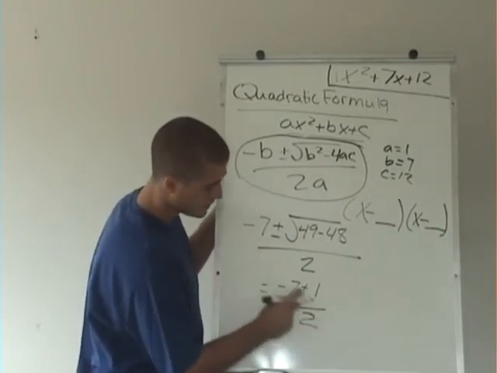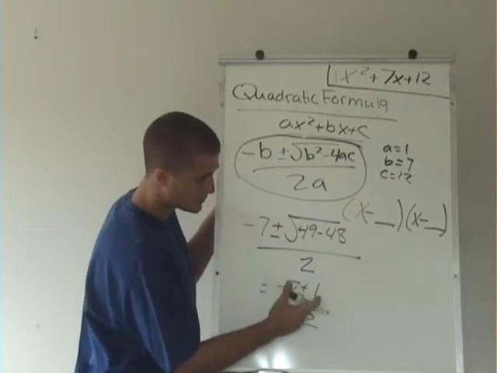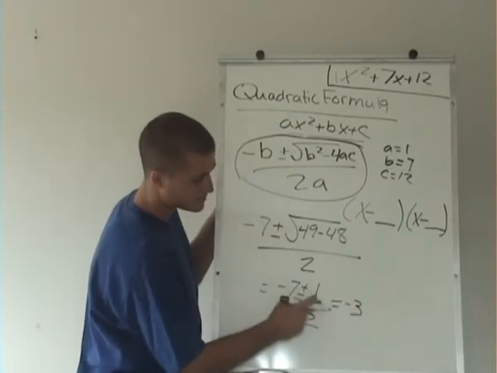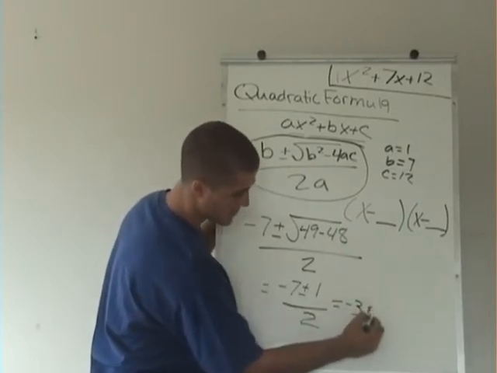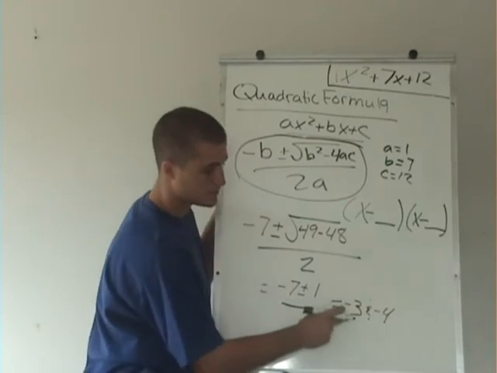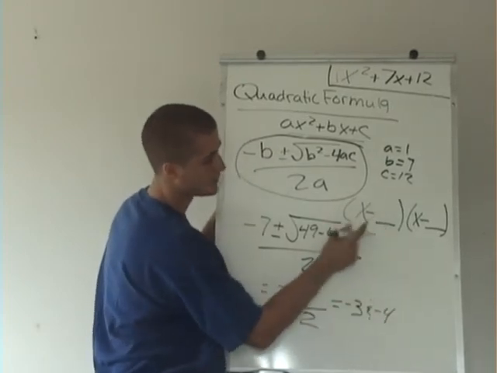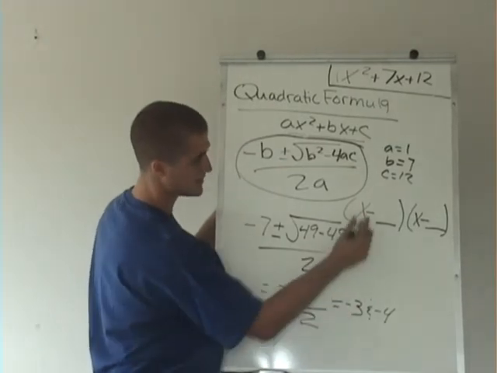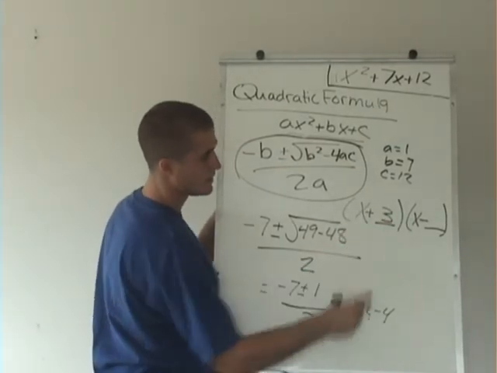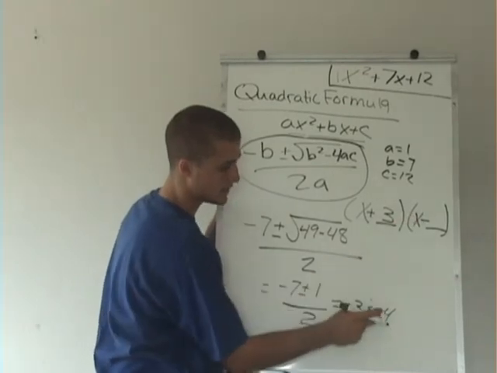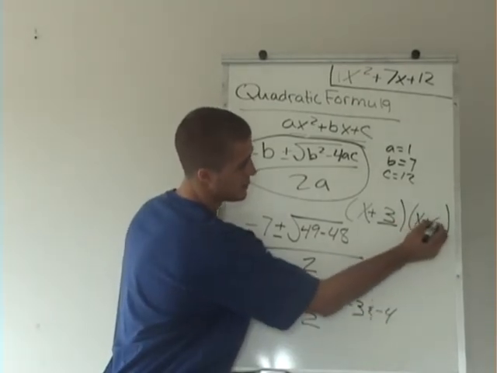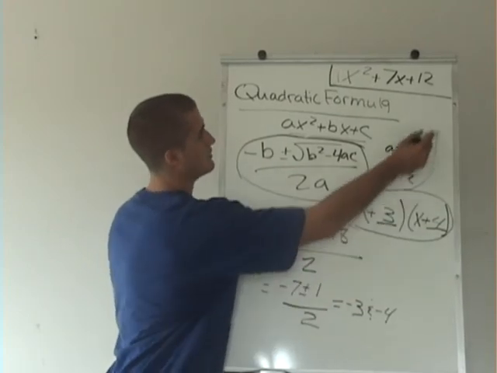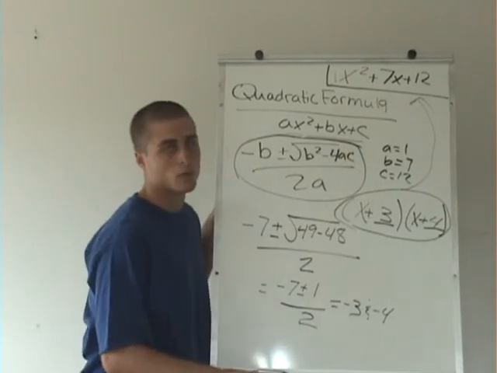So negative 7 plus 1 over 2 is negative 3. Negative 7 minus 1 over 2 is negative 4. So there we have our roots, negative 3 and negative 4. And we can plug them back in here. So x minus negative 3 is x plus 3. x minus negative 4 is x plus 4. And this right here is our factorization of our original polynomial using the quadratic formula.